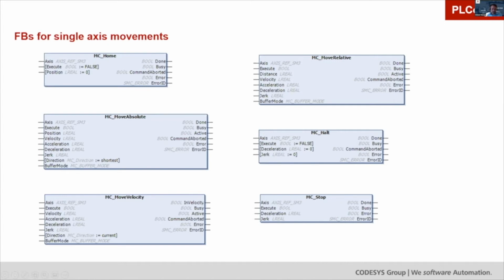And then we have the halt and the stop function blocks. They have more or less the same functionality. They stop the axis to velocity 0, to standstill. The difference is that MC halt can be interrupted by other function blocks, whereas MC stop cannot. MC stop is blocking as long as the execute is true on MC stop. The axis cannot move. Whereas MC halt, for example, you can start it, but you can interrupt this stopping or halting by issuing another function block.